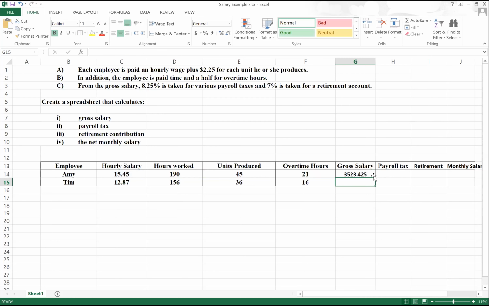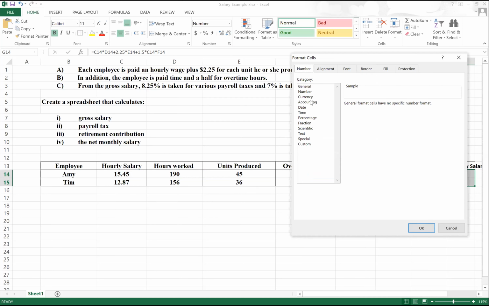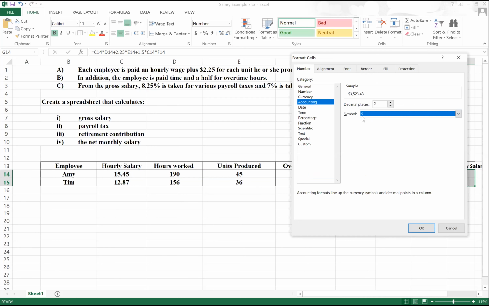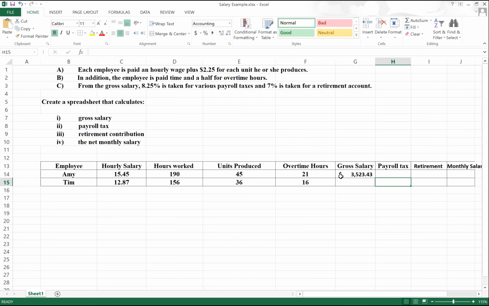So the total gross salary for Amy is $3,523.43, right? Typically we round to 2 decimal places because we're dealing with money. And if you want to put in a dollar sign here, we can do that. We can format the cells and go to currency, or actually accounting, which is a pretty simple dollar sign, with 2 decimals. That's enough. So this is the gross salary for Amy.